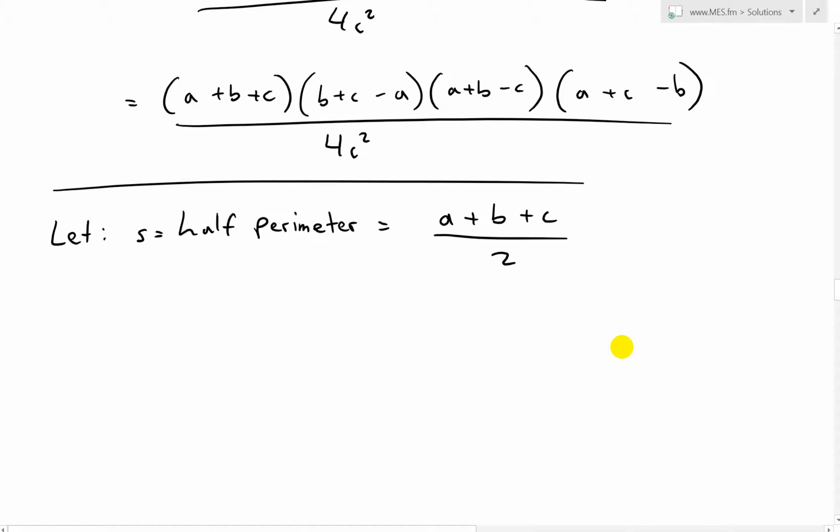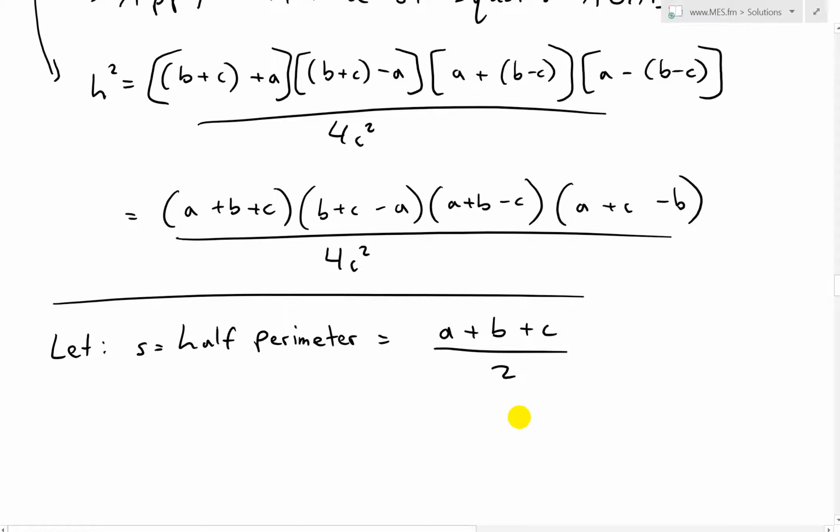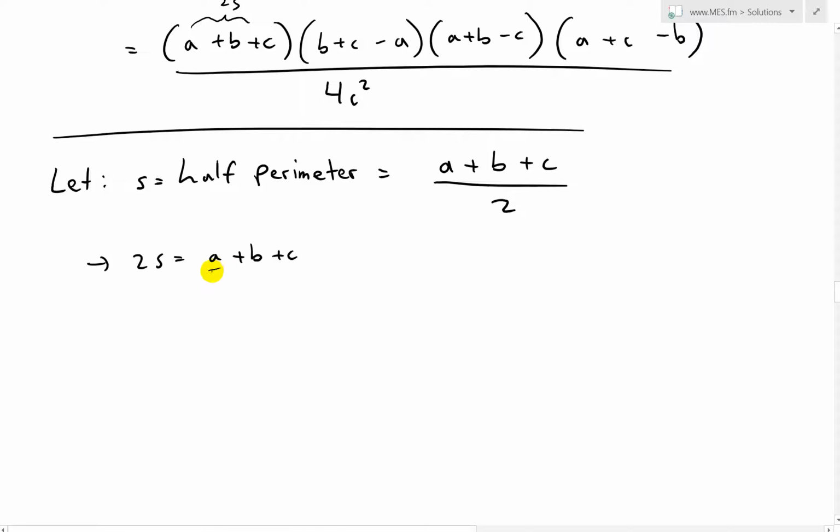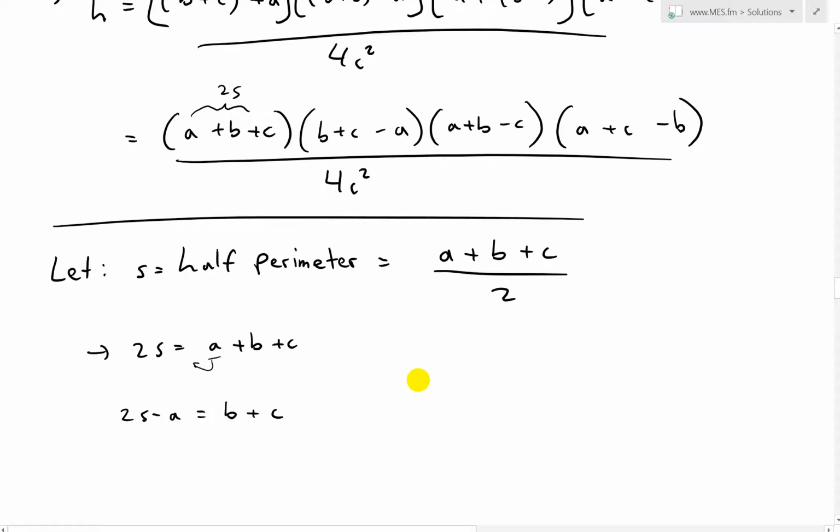Alright, so now that we have this, notice what we have for each term right here. So for this a plus b plus c, if we just move the 2 over to the other side, we get 2s equals a plus b plus c. And now here we have b plus c, so in this case we're going to move this over to that side, so we have 2s minus a equals b plus c, like that. So this part right here equals 2s minus a.